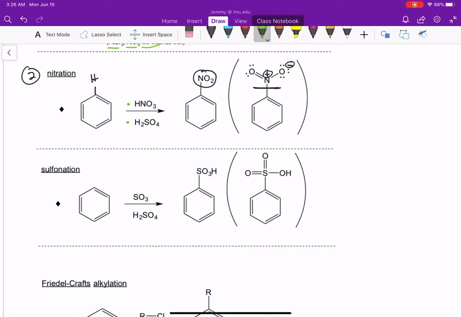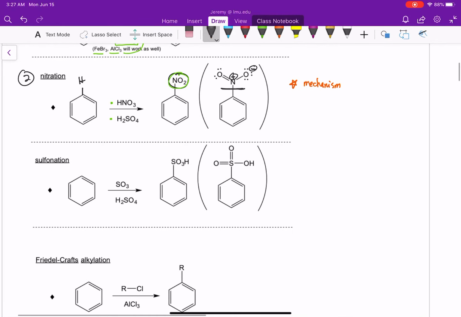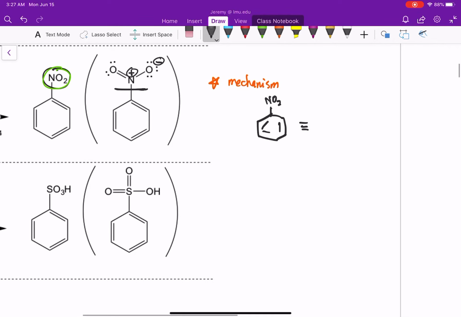So you can see we're really amping up the amount of acids we have, so we're able to add an NO2 group. We do, again, need to know the mechanism for this, and we will cover that in a separate video. And I just want to remind you here, I put the NO2 group at the top, but remember, that can be in any position.